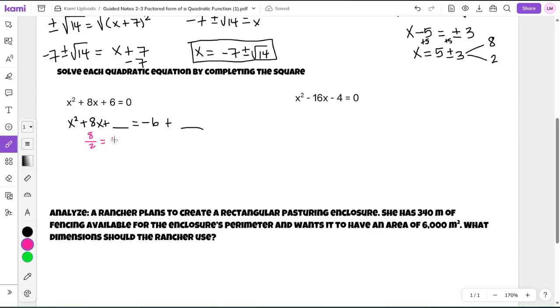8 divided by 2 is 4, and 4 squared is 16. So I'm going to put it in both blanks because if I add something to one side of the equation, I must do it to the other side. And then this is now a perfect square trinomial.